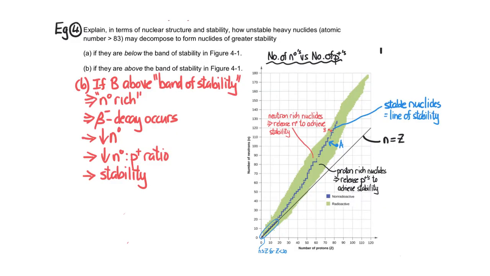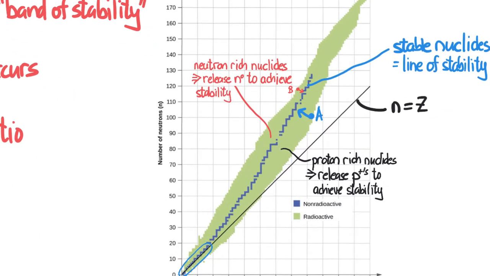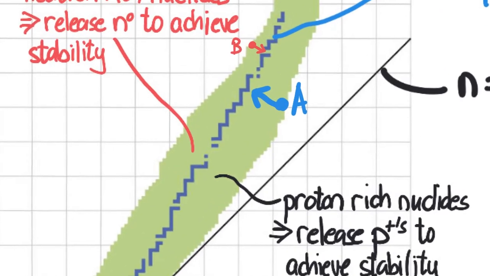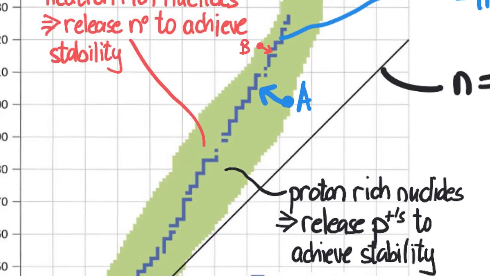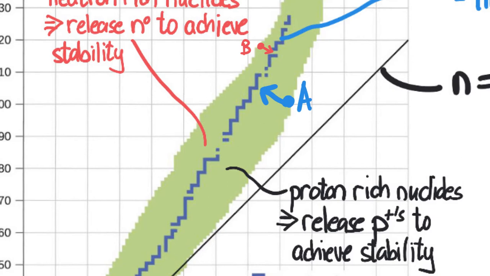Now if we look at a nuclide B that sits above the region of stability, so we're looking there, could be somewhere here, then it's going to be in a neutron-rich region of this plot, which implies it's going to release neutrons to achieve stability, or try and reduce the amount of neutrons in its nucleus.